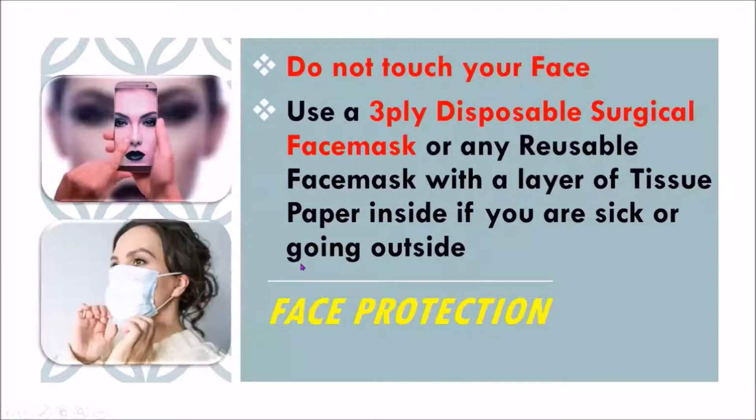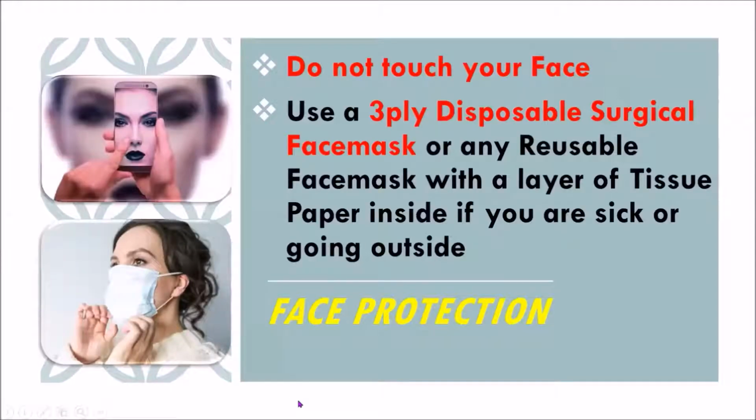a 3-ply surgical mask if it is possible, or otherwise you can use a reusable face mask. If you are using a reusable face mask, always use a paper or kitchen tissue inside that as a double protection. So that will be better, then you don't need to use an N95 mask. So there is no need for an N95 mask in the community. This is a very important message. So always go for a 3-ply disposable surgical mask if you are getting it. Otherwise, use any kind of cotton mask which is reusable, but use a layer of tissue inside that.